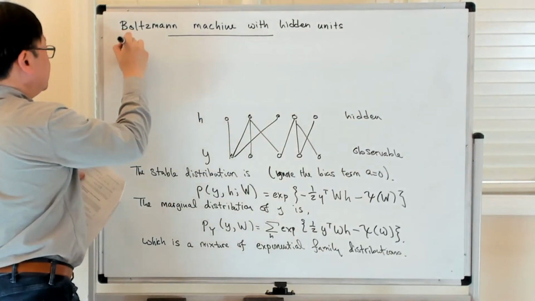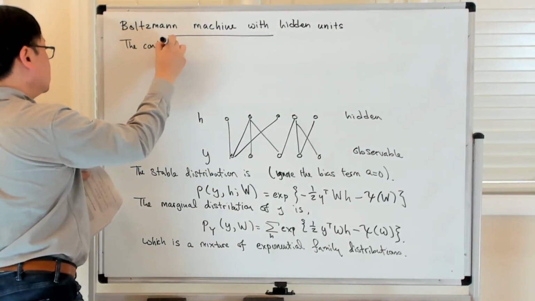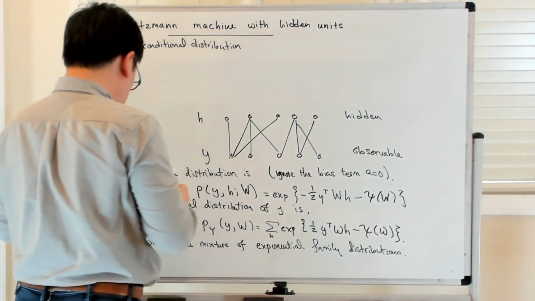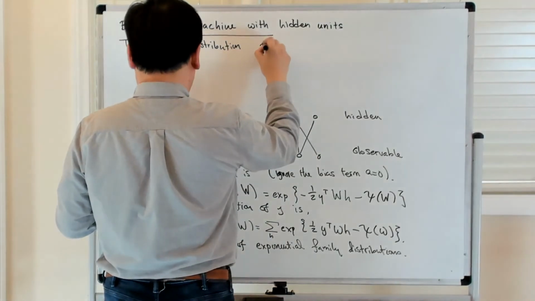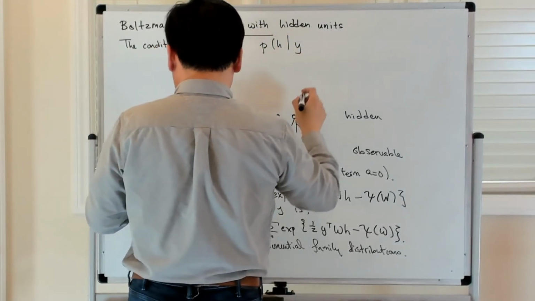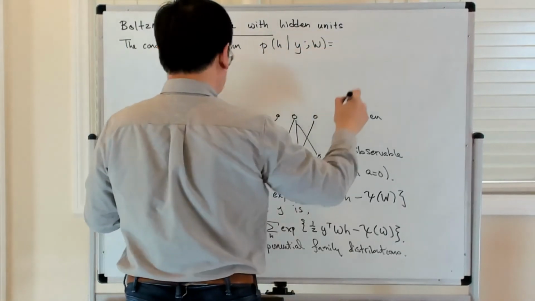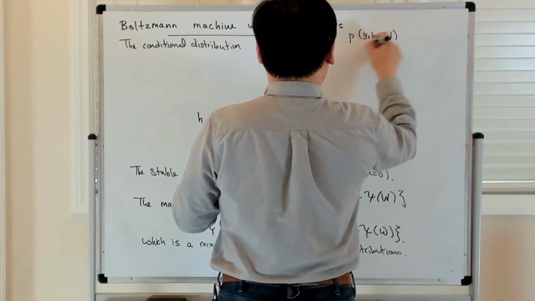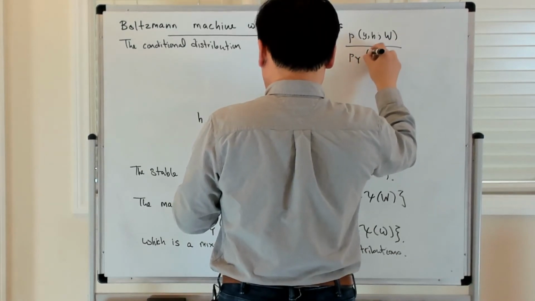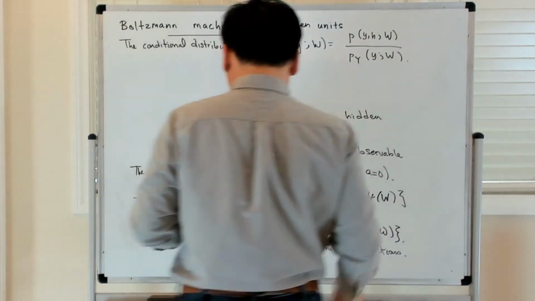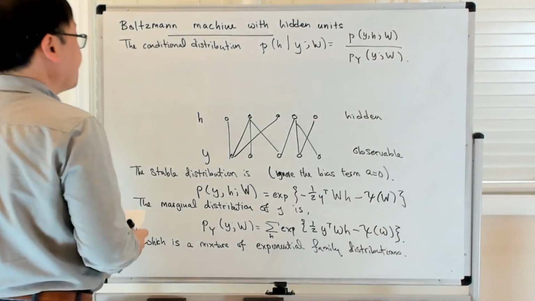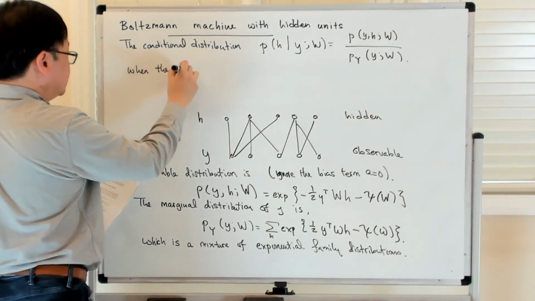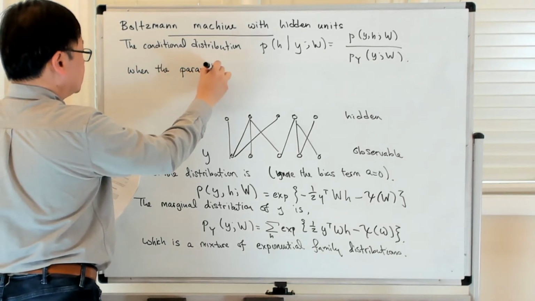So the conditional distribution, okay, p(h | y; W), is equal to p(y, h; W) divided by this marginal, right, where the parameters W are known.